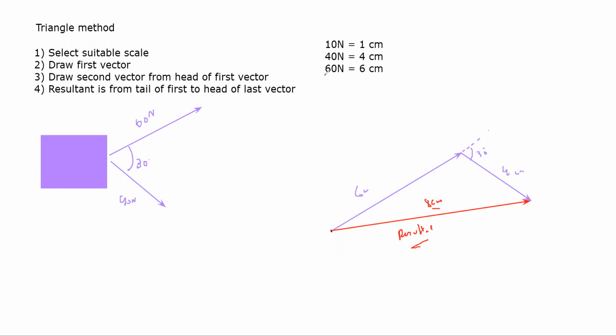So in a triangle method, we draw the first vector, then from the head of the first vector, we draw the second vector, and join from the tail of the first to the head of the last. This is the tail of the first, and this one is the head of the last. So when we join them, we call that a resultant vector. Is it clear? The triangle method.